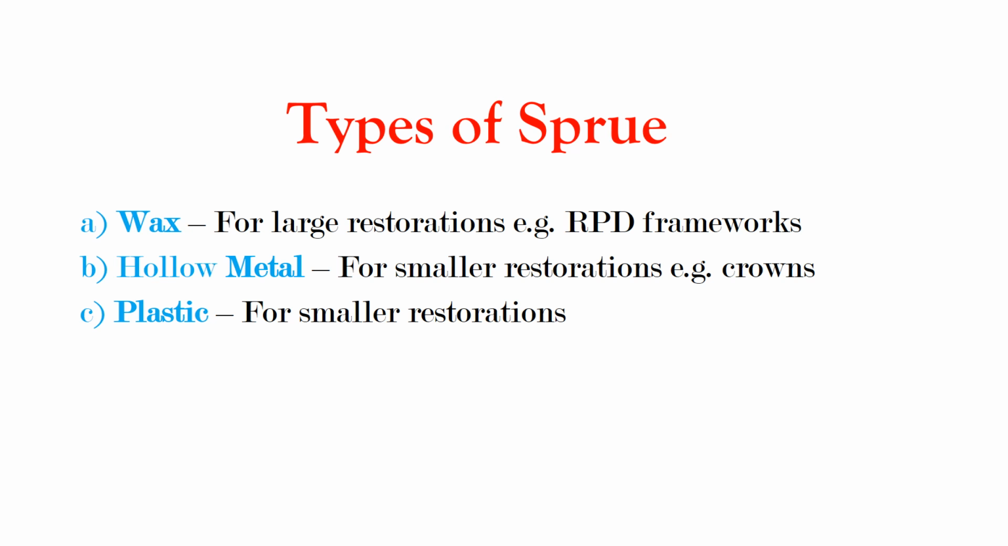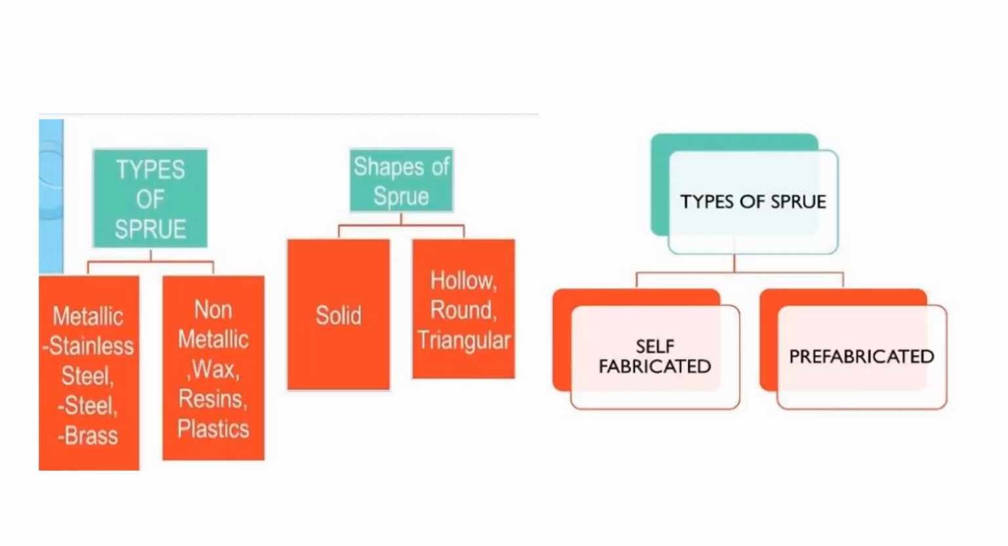Now there are several types of sprues. It could be of wax, it could be of hollow metal, or it could be plastic. Wax is for larger restorations, like if you're doing your RPD frameworks. Hollow metal is for smaller restorations like crowns, and plastic sprue is also for smaller restorations. Types of sprue are also based on metallic or non-metallic sprues. Metallic sprues include stainless steel, steel or brass. Non-metallic are wax, resins and plastics.